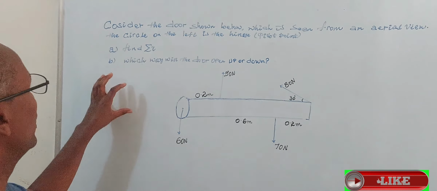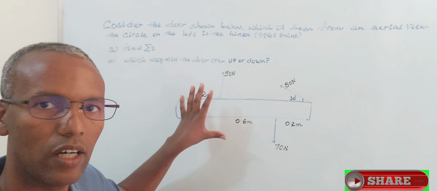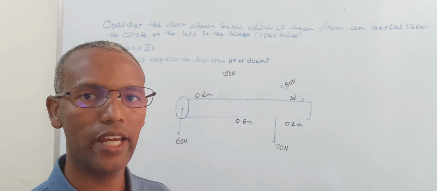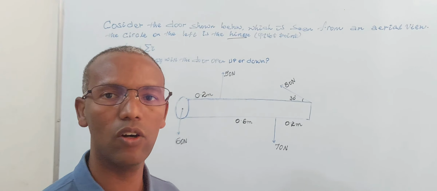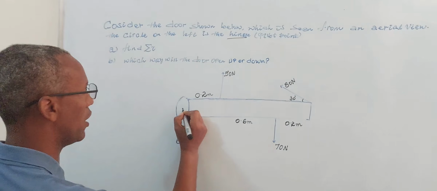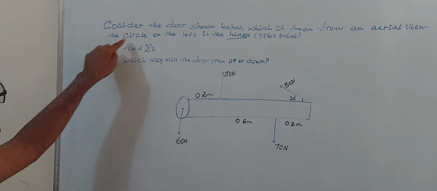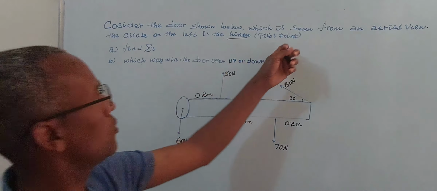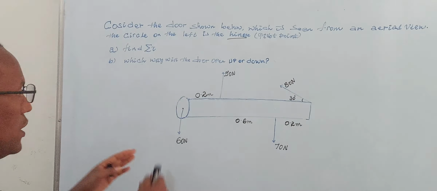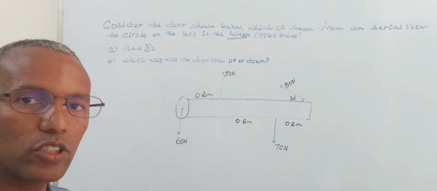So let's proceed with the example. This is a door with an axis of rotation, or we call it a hinge. You can see a hinge or a pivot point. Like I said before, it's basically an axis of rotation. The question says: consider a door shown below, seen from the aerial view, and this circle indicates the hinge or the pivot point of the door.